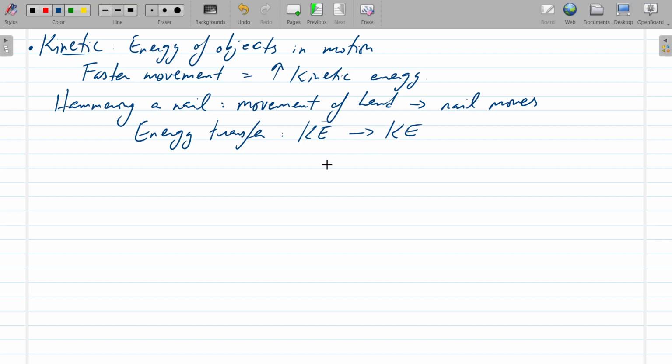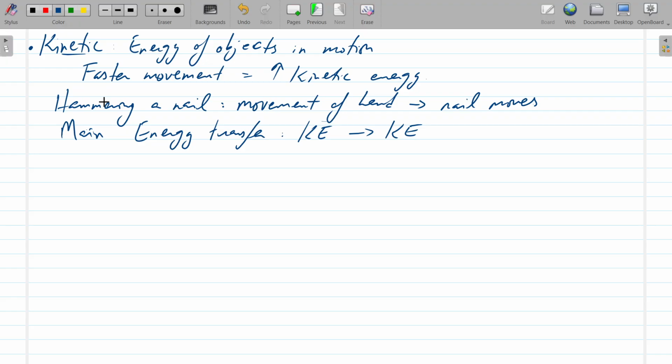Again, the transfers of energy are not singular, as I mentioned. It's not just kinetic energy. There's sound, there's heat, there's vibration on the surface of wherever you're hammering that nail. That's why I said the main energy transfer over here is kinetic to kinetic.